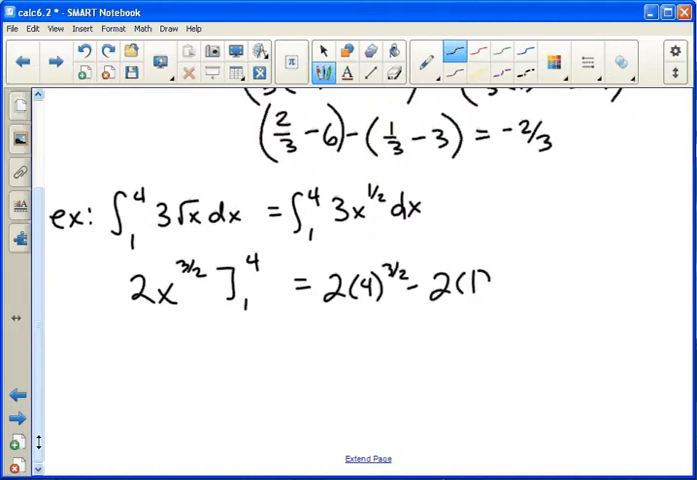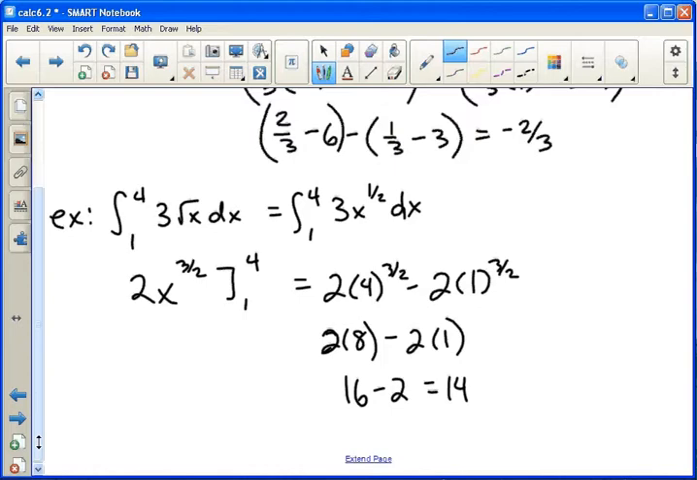4 to the 3/2. Okay, that's the same thing as cubing it and then square rooting it, or square rooting it then cubing it. Doesn't matter which order. 4 cubed is 64. The square root of that is 8. So we get 2 times 8 minus 2 times 1. So that's 16 minus 2, which gives you 14. So the exact area under the curve 3 square root of x from 1 to 4 is 14. We're not estimating, we're getting the exact correct answer.